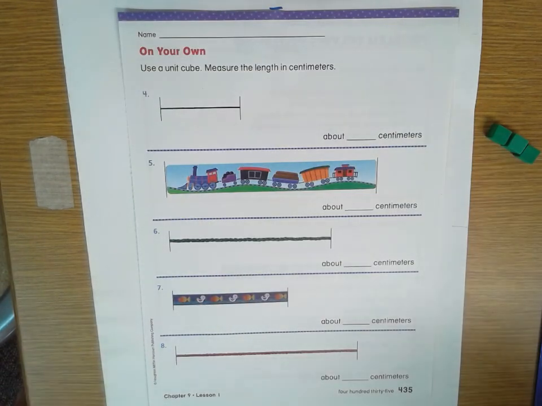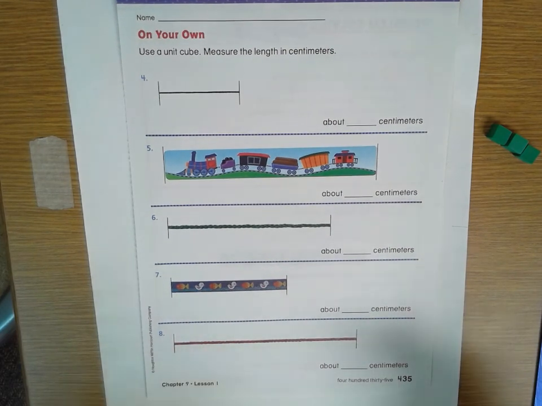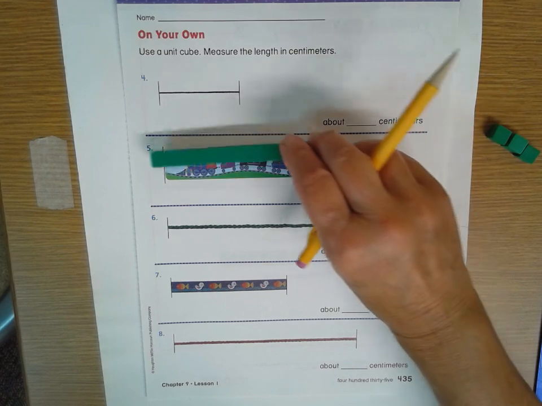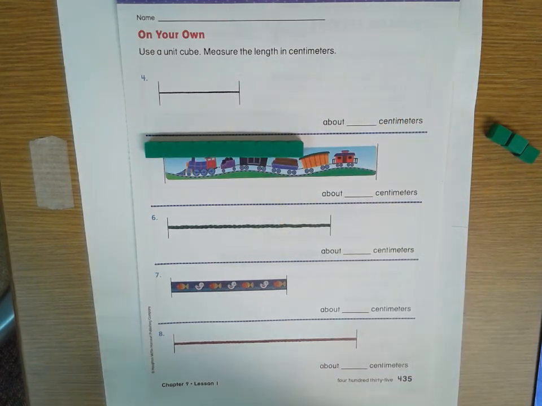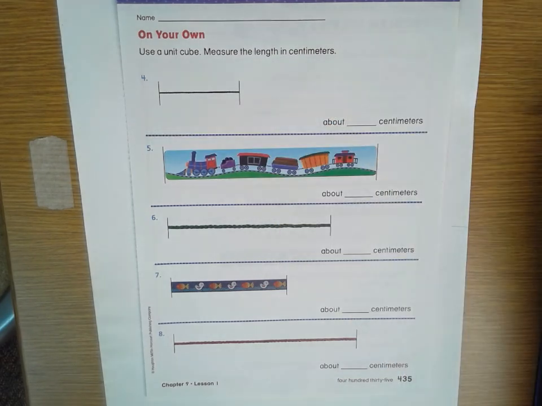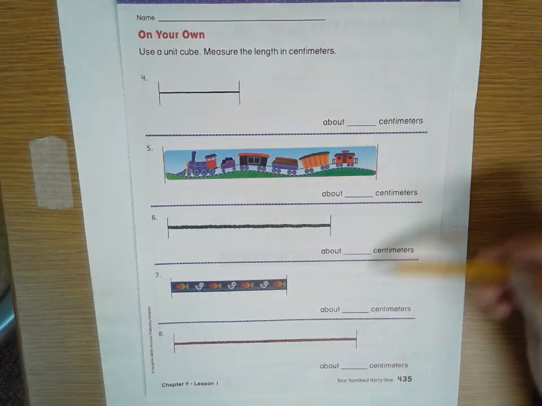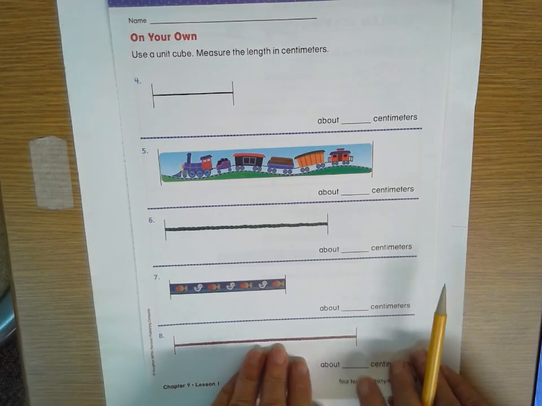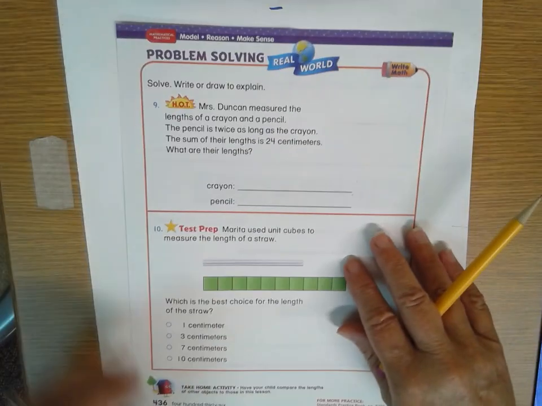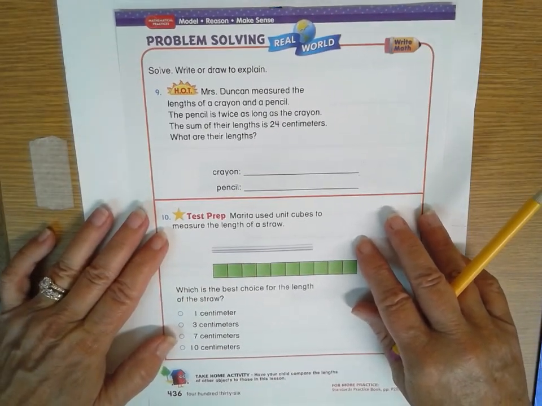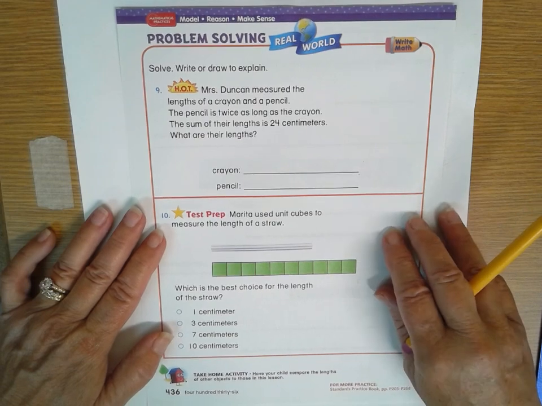Let's go to your next page. On page 435, you're going to do exactly what we just did. Start with this, and if you need more, you can use the ones to make more. Okay, and count up what you have and put in the answer for each one of these. Let's go to the back. We have a hot word problem here. We're going to do this one together.